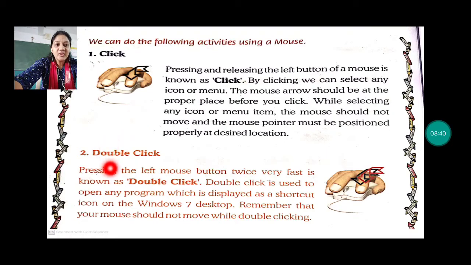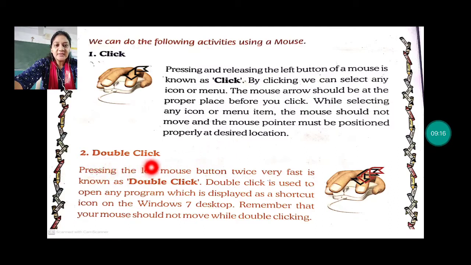Now what is the second activity we can do with mouse? It is double click, okay? First we learned about click, where when we press and release, it is known as click. Mouse arrow and then we click, okay? And while selecting icon or any menu, we should keep in mind that the pointer is properly placed, okay, so that we can function it properly.